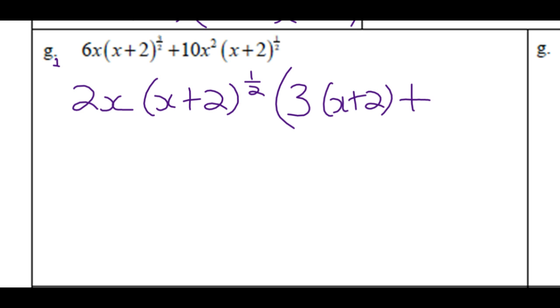Okay. Then we go here and we say plus, well, 5x, right? 5 to get to 10 and then x. We've already got the x plus 2 to the 1/2. Okay, so we're done. Are we done?